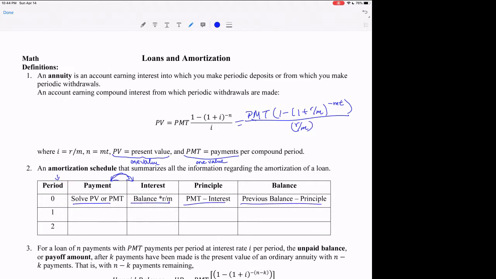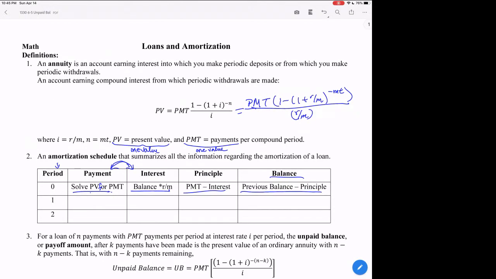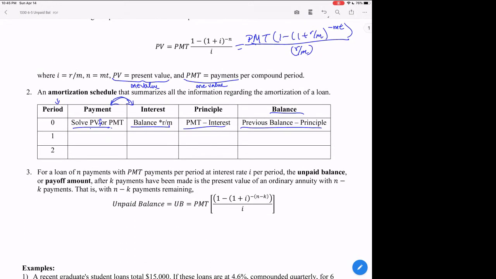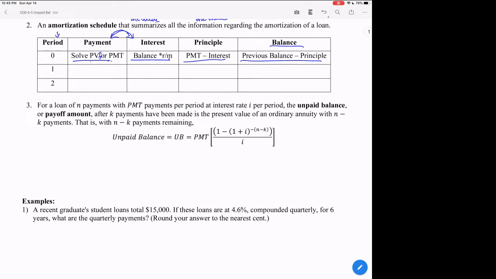are always the same. So the payment is always, you're solving the PV equation for PMT. The interest is always taking the balance and multiplying it by your interest rate over M. The principal is always the payment minus the interest. The balance is always the previous balance minus the principal. Now, we're going to do one amortization table in the examples.